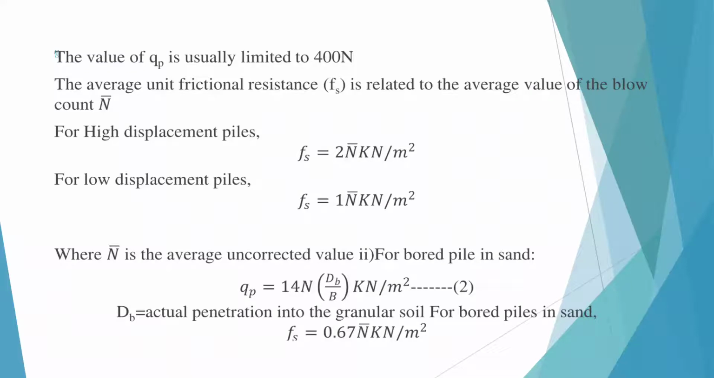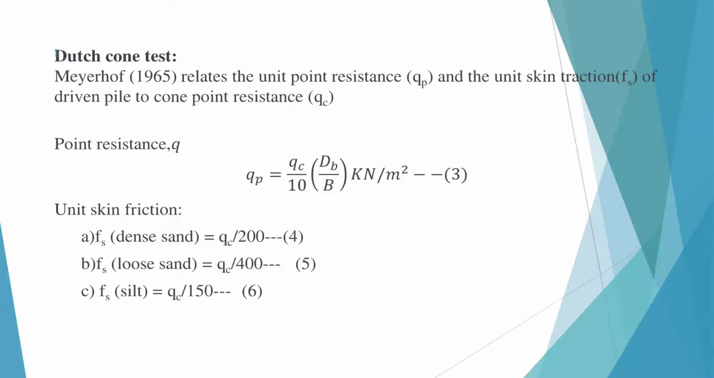For a bored pile in sand, Qp equals 14 N D_b by B kilonewton per meter square. Here D_b is the actual penetration into the granular soil. For a bored pile in sand, Fs value is 0.67 N bar kilonewton per meter square.